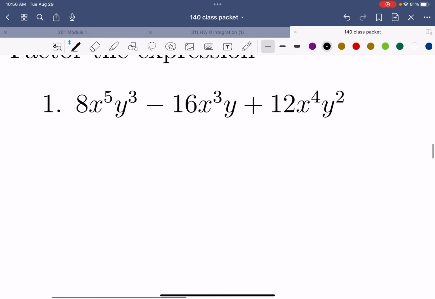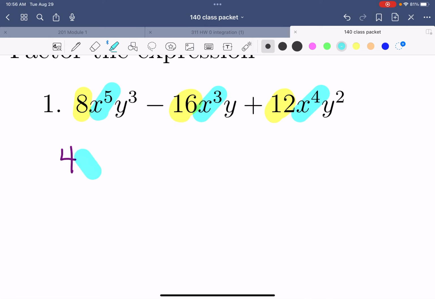So number one, I've got a lot of variables going on here. This is likely going to be just a greatest common factor because so much is going on. So let's take a look at each piece. So the numbers, I've got an 8, a 16, and a 12. Those all have a factor of 4 in them. So I'm going to bring a 4 outside. Then I'm going to look at the x term, and there's an x to the 5th, an x cubed, and an x to the 4th. Each term has at least 3 x's. So I'm going to take an x cubed out front.